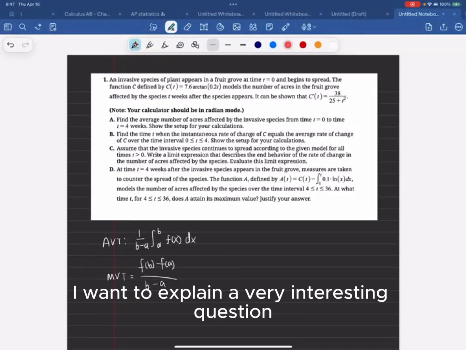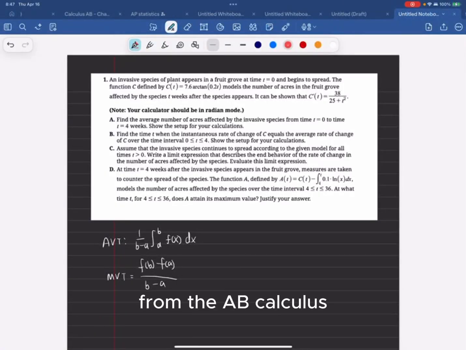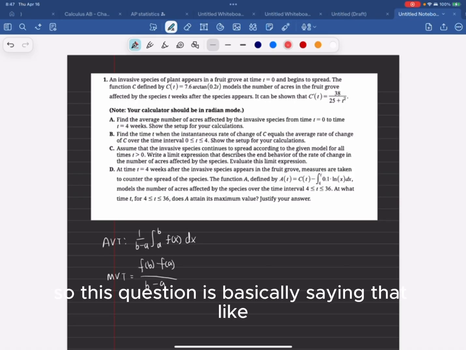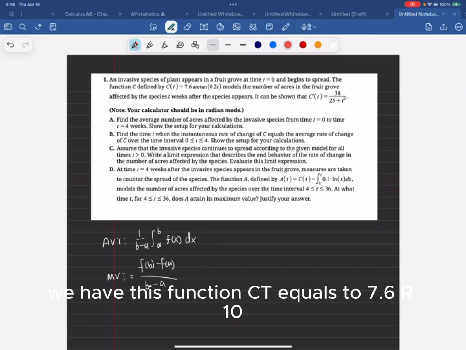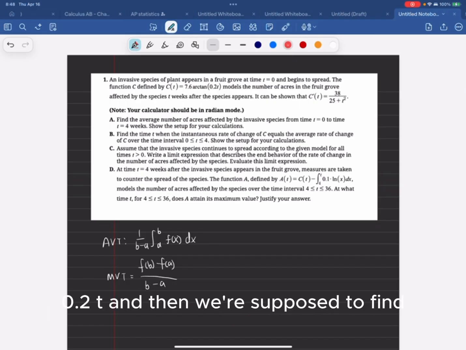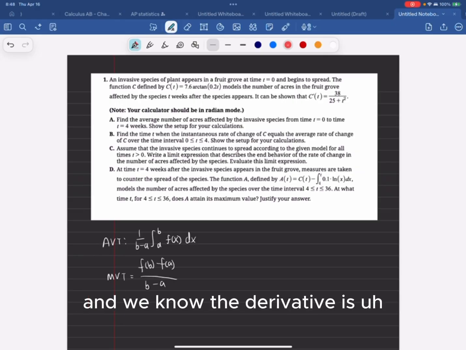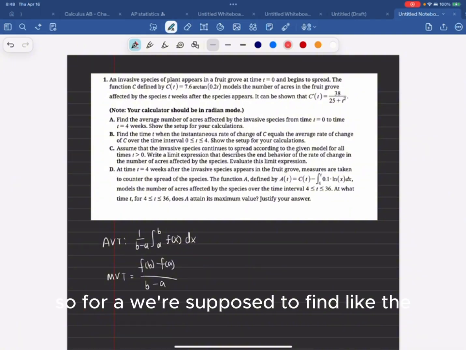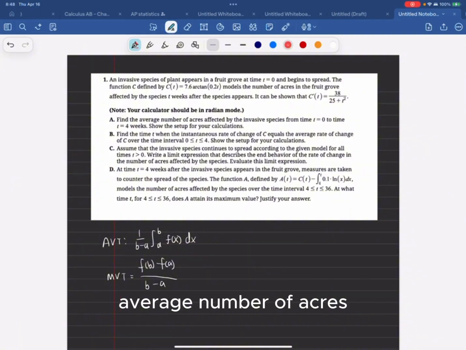Guys, today I want to explain a very interesting question from the AP Calculus AB FRQ 2025, free response number 1. This question says that we have the function C(t) = 7.6 arctan(0.2t), and we know the derivative is C'(t) = 38/(25 + t²). For part A, we're supposed to find the average number of acres affected by the number of species.